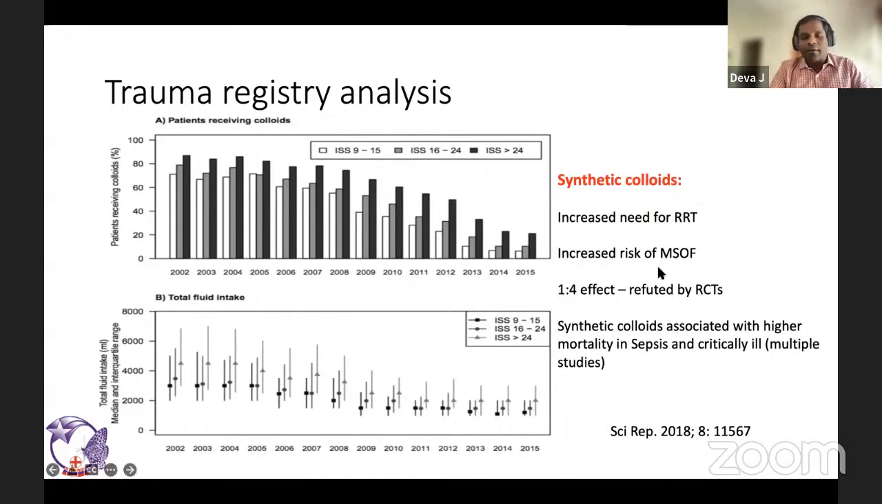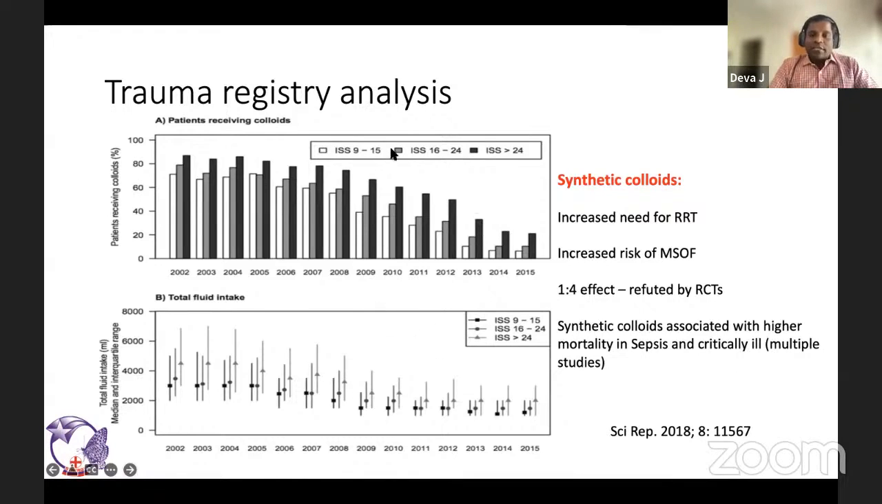And I'm not going to talk about the same thing that Dr. Ebi mentioned, the 1:4 effect that you have all read in the books, where you give colloids volume for volume of loss, or 4 times that volume of crystalloids. That is refuted by all the trials. It's a physiological concept, and it doesn't happen like that in clinical practice. So that does not hold good, and we do not use colloids. Synthetic colloids are associated with higher mortality, both in sepsis, critically ill, and in trauma patients.